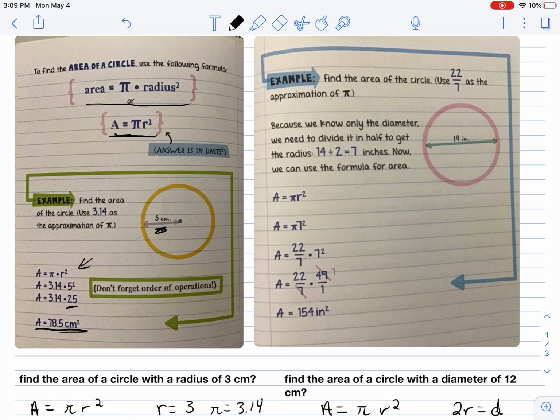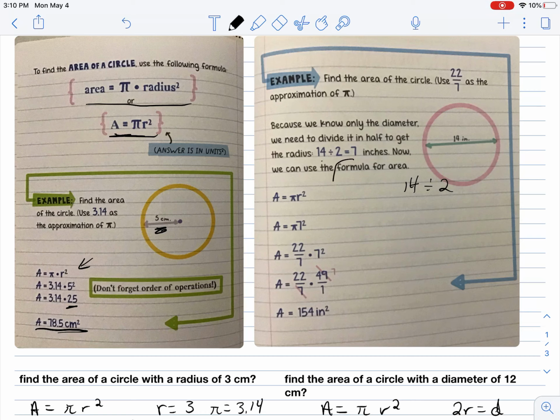Okay, over here, here's another example. So same thing, except it gives us a diameter, and then it wants us to use 22/7 instead of 3.14. So you're still going to set it up the same way, except here we note that the radius is half of our diameter, and if our diameter is 14, then we divide 14 by 2, and that gives us 7. So now we know our radius.